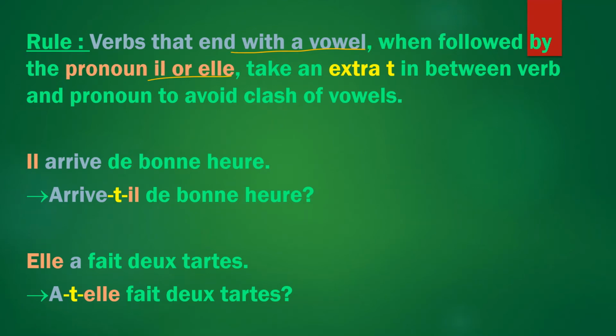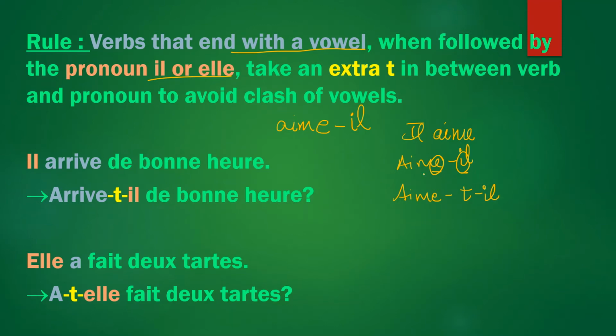So when the verb ending with a vowel is followed by il and elle, you will get a situation where there is a vowel and there is another vowel, right? Supposing you say "aime", okay? If you are inverting il aime, it will become aime il, right? Can you see there is a clash of vowels happening? So in order to avoid this, whenever you see two vowels clashing, you have to introduce a T in between. So it will become aime-t-il, okay?